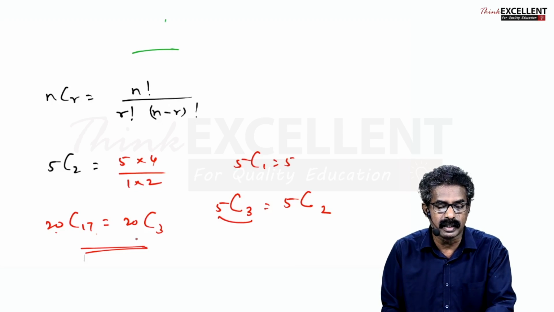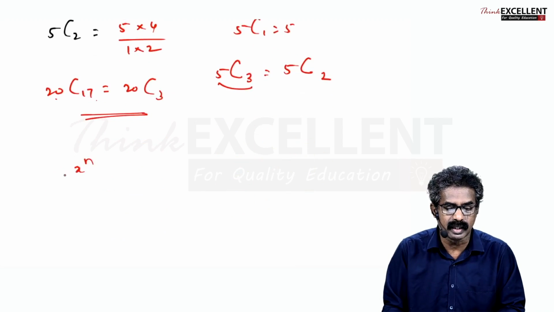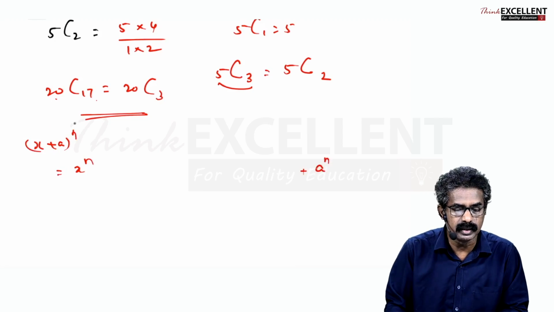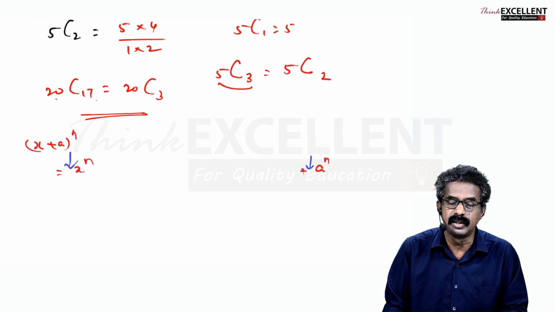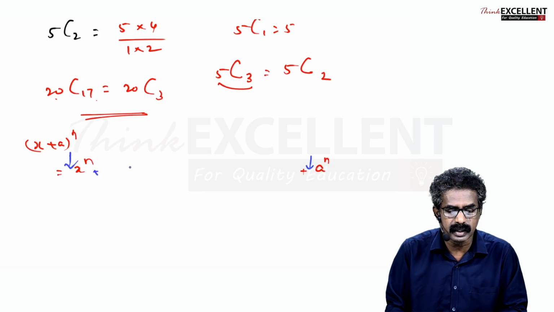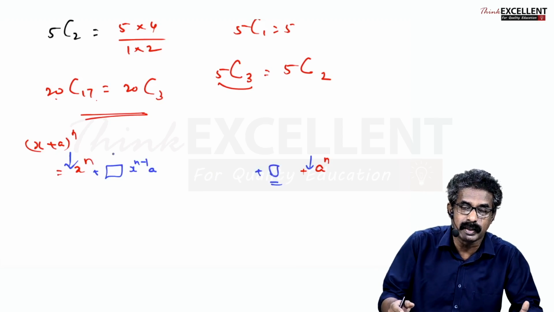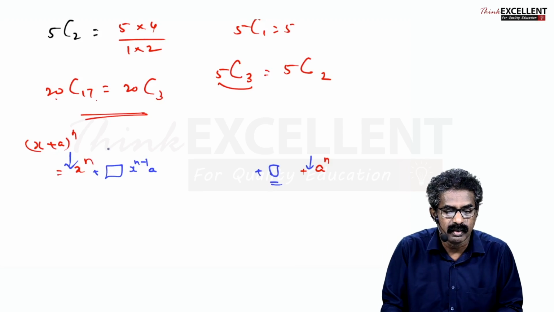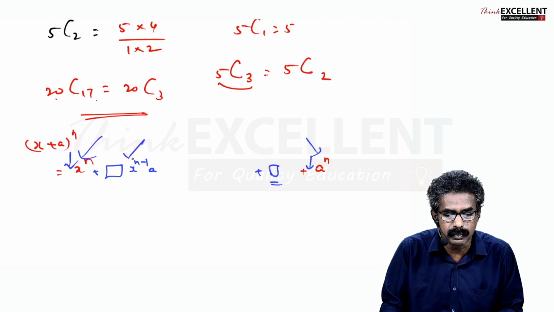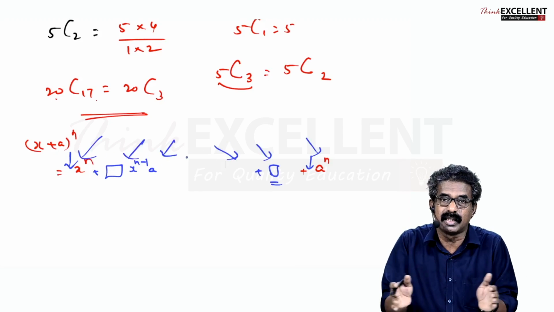Coefficients at both the ends will be equal. The first one, the x raised to n coefficient, that is the first term in (x plus a) raised to n, and the last term is a raised to n. Here the coefficient is 1, and here also the coefficient is 1. The second term is some x raised to n minus 1 times a, and here the last but one. Both will be the same. The coefficients at equal distances from the beginning and from the end are equal. First coefficient and the last one, second one and the last but one, third one and the previous one.